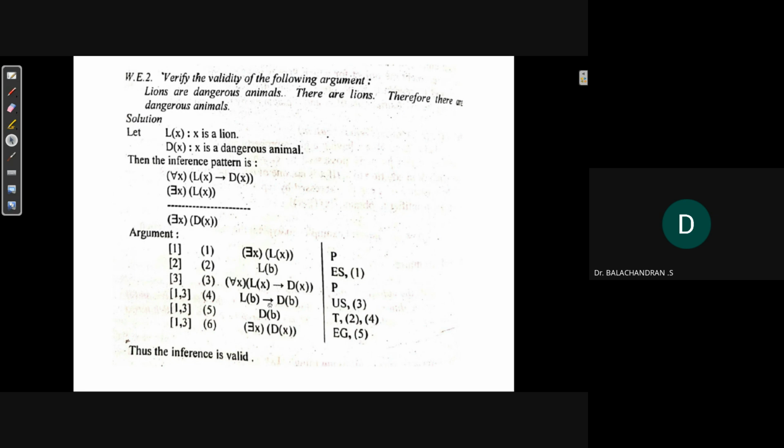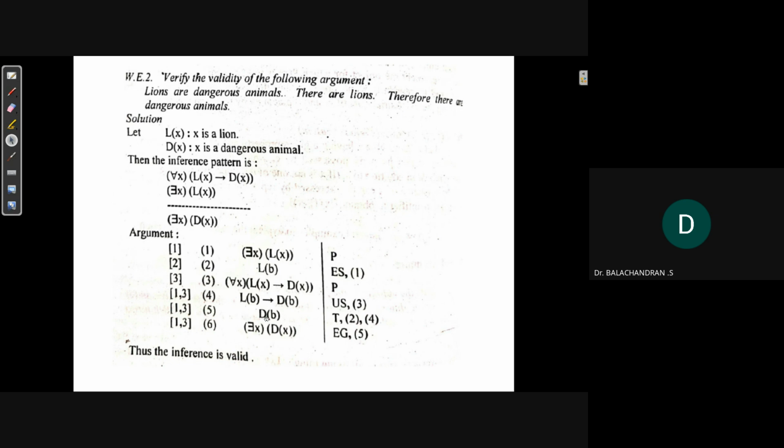Okay. Now, from 2 and 4, p, p implies q gives q. So we'll get D of b. Now I got D of b from using 2 and 4. But I got 2 from there exists, and I got 4 from every. So 5 I got from a combination of there exists and every.